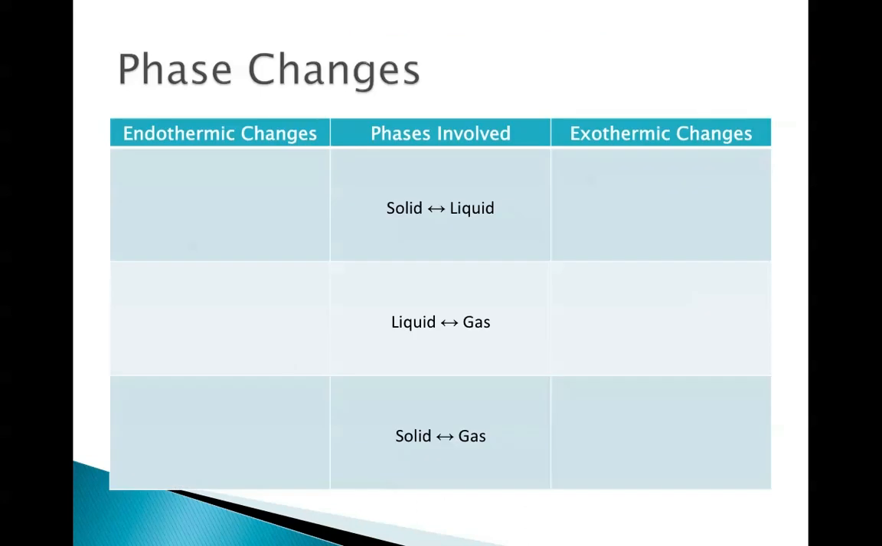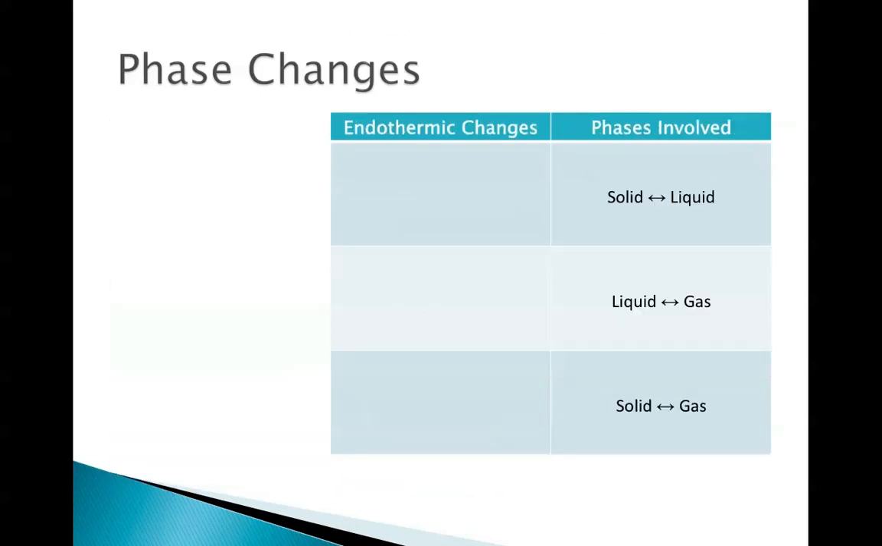So you have this chart in your note packet. We're going to work on the left side first. So phases involve solids and liquids. Well, when it's an endothermic change, the particles are going to move farther apart, so this is when a solid goes to a liquid. You should already be aware of melting. However, we can also call this endothermic change fusion.